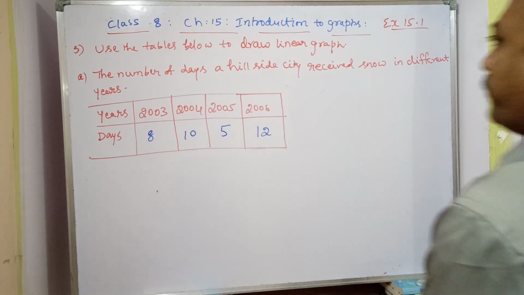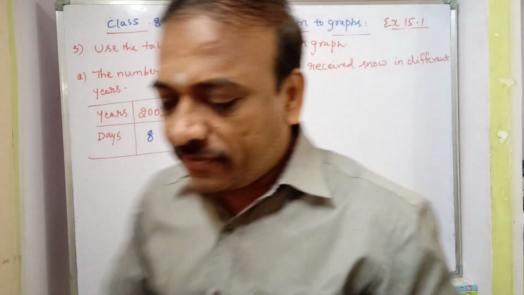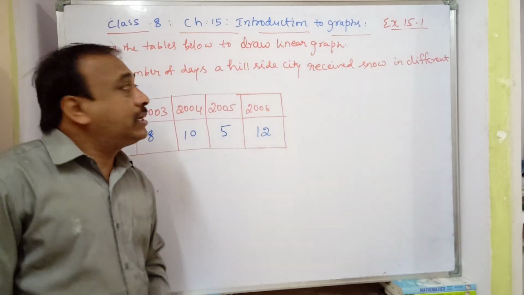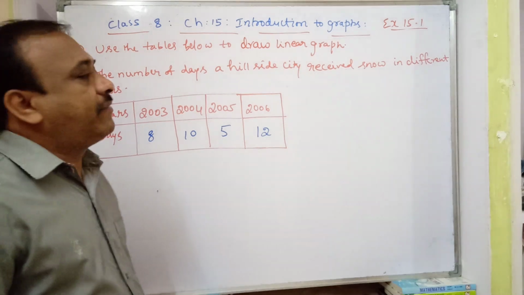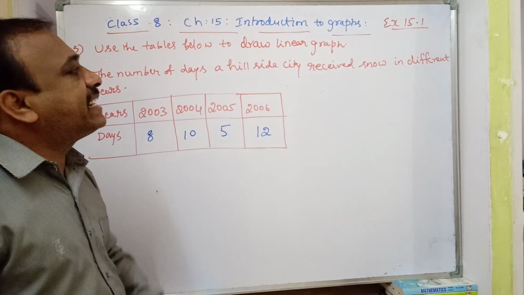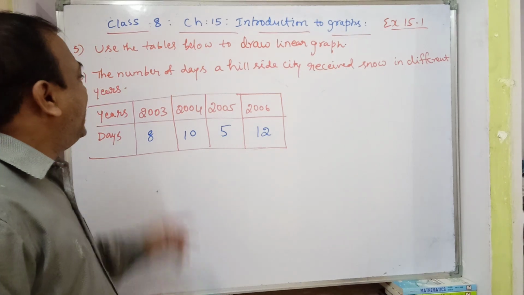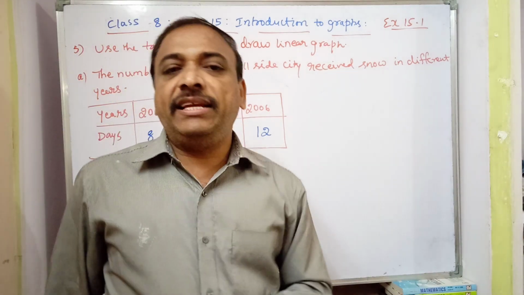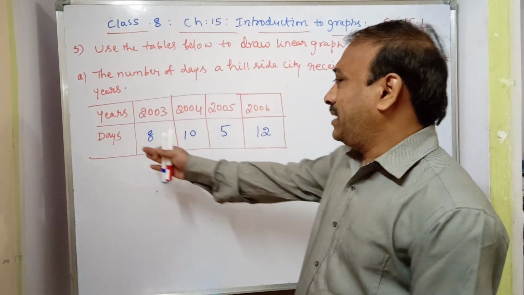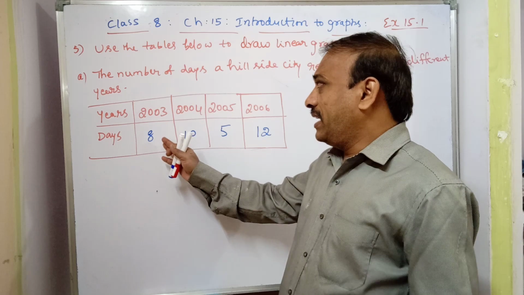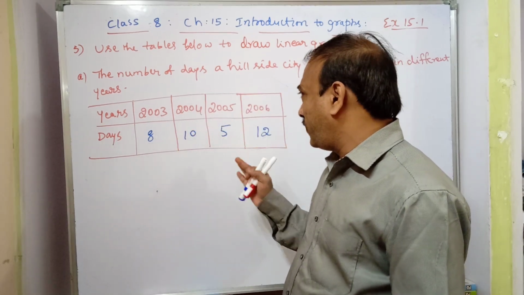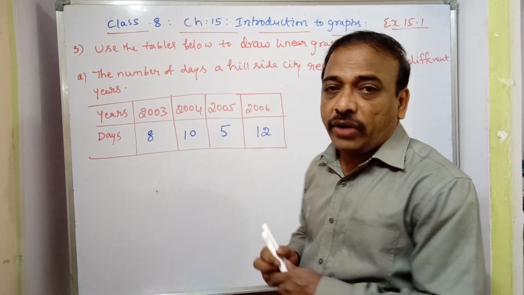Let us see Exercise 15.1, question number 5, that is the first bit. Use the tables below to draw linear graphs. The number of days a hillside city received snow in different years: 2003, 8 days; 2004, 10 days; 2005, 5 days; 2006, 12 days.